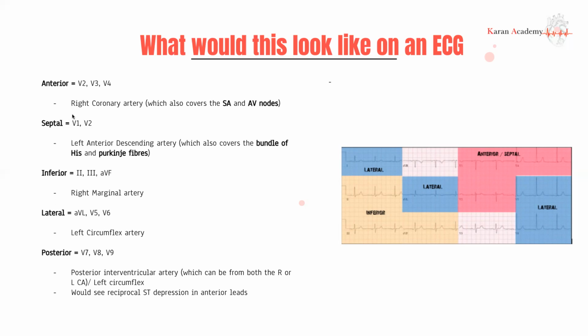Now, I've also mentioned which coronary arteries supply these areas. So you would know that the inferior part of the heart, which is indicated by leads 2, 3, AVF, is supplied by the right marginal artery. Putting all this together, if you see a patient coming in with chest pain and ST elevation in leads 2, 3, AVF, you suspect this might be an inferior STEMI, and you would know that the inferior part of the heart is supplied by the right marginal artery, which is where you would suspect the possible issue to be. Right? That's what we're trying to get at.